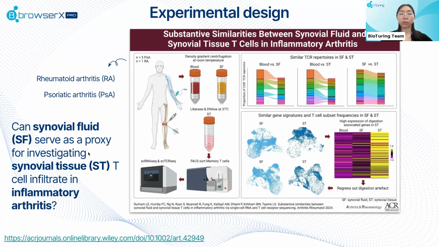And one of their main questions is, okay, can synovial fluid actually serve as a proxy for investigating synovial tissue T-cell infiltrate in inflammatory arthritis? So this is more of a non-invasive way of trying to see if these patients with inflammatory arthritis are experiencing some type of T-cell infiltrate. And instead of taking the tissue sample, we can more non-invasively take a fluid sample instead, and then do some research that way. Okay.